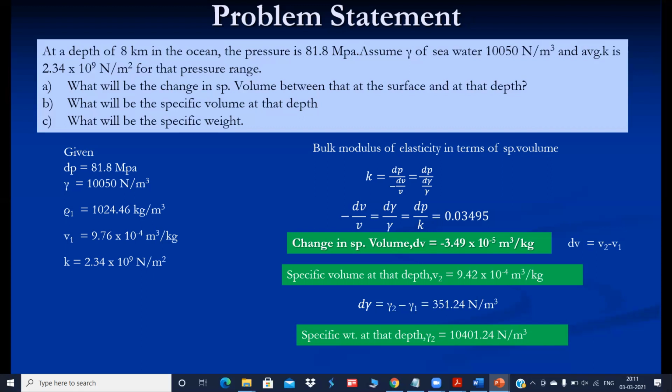Mostly numericals can be asked for 4 to 6 marks sometimes. But again, you can rely on this particular expression, that is, the value of K in terms of specific volume, in terms of density, and in terms of specific weight. If you memorize these expressions and understand the statement, you can easily solve the numerical.